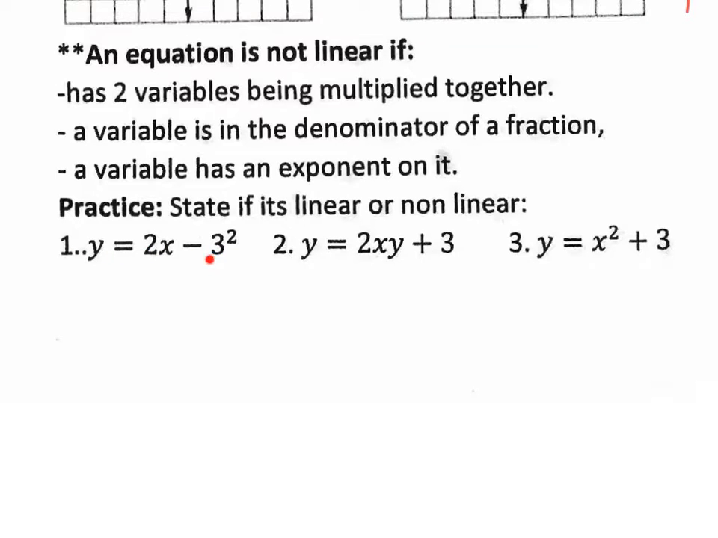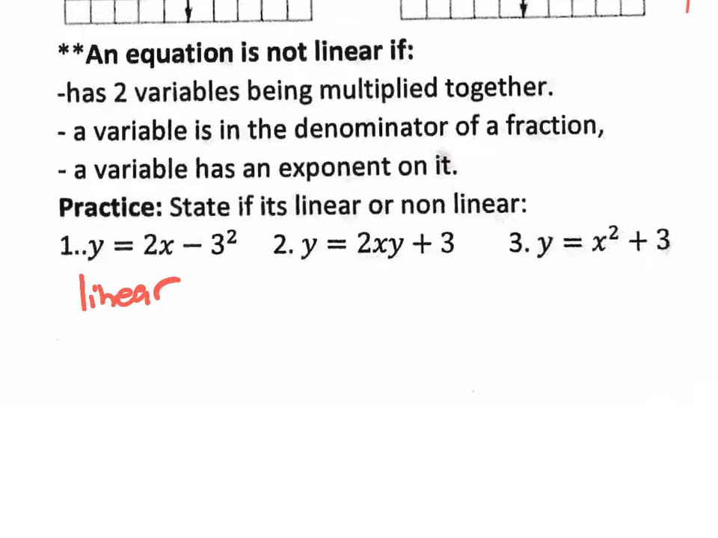It is. Oh, let's go through this. How about this? Does it have two variables being multiplied together? No, it's just x right there, y right there. How about the next one? A variable is in the denominator of a fraction. Is there even any fractions here? No. How about the third one? A variable has an exponent on it. No, the x does not have an exponent. The y does not have an exponent. 3 has an exponent, but that's not a variable. So is this linear? Yes, you can say linear.